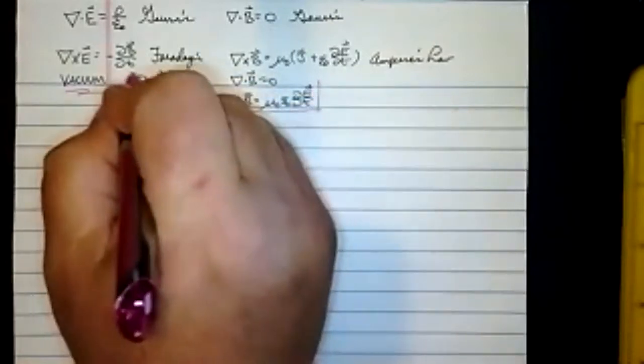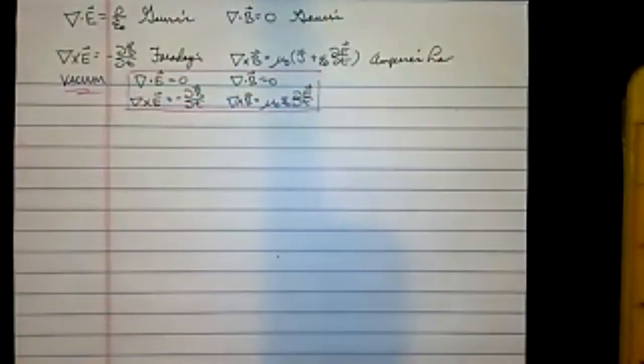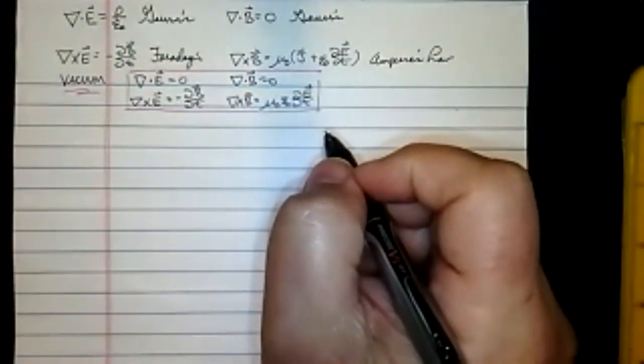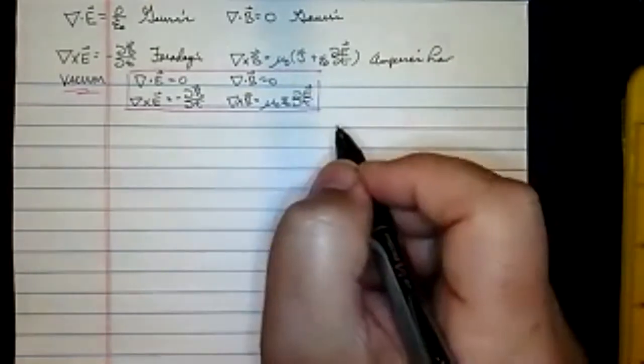And what I'm going to do is use these equations to work out what the electric field and magnetic field for these electromagnetic waves look like.